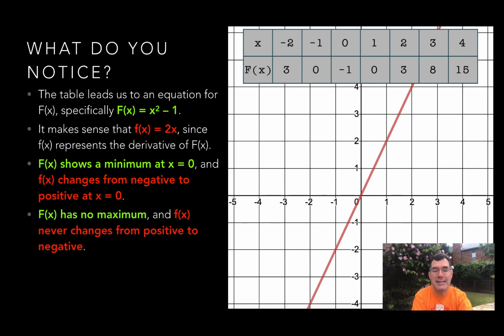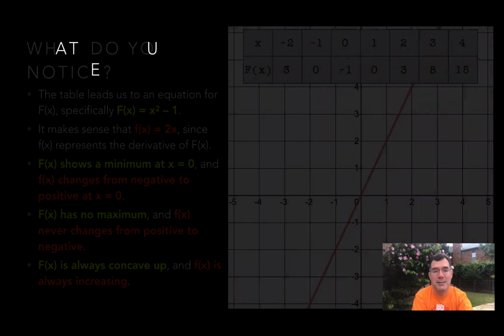Now, capital F of x has no maximum because it is an upward-facing parabola. And that makes sense with the derivative, because if there was a maximum, little f would change from positive to negative somewhere, and that graph doesn't actually do that. Also, capital F of x, because it's a concave up parabola, is always concave up, and that means that little f of x is always increasing, which it is.